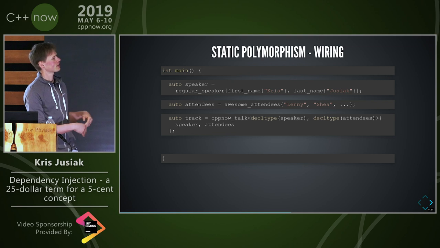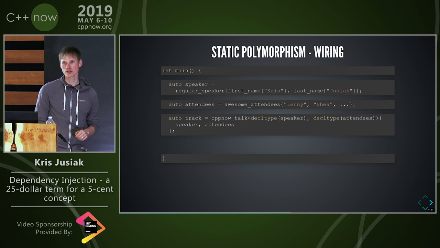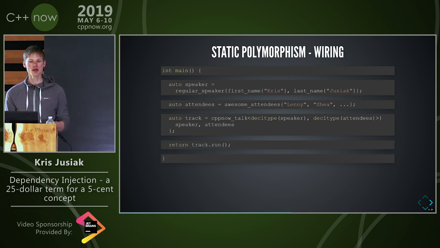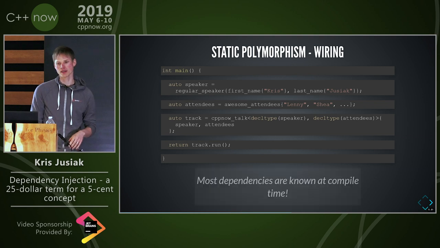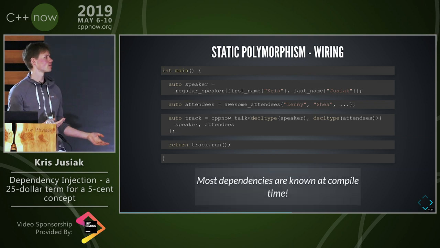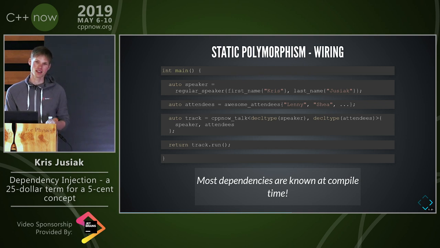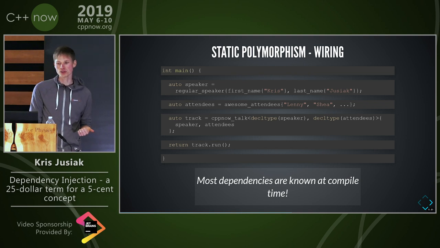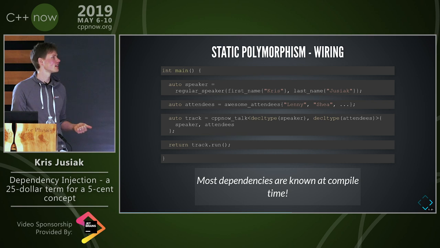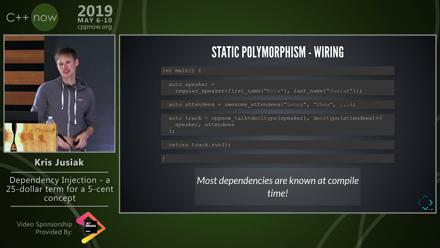We can use the deduction guides, or we can just pass through the types. A bit different than before, but very similar. And most dependencies are now at compile time, and we don't want to pay for what we don't use either way, so it might be a good idea.